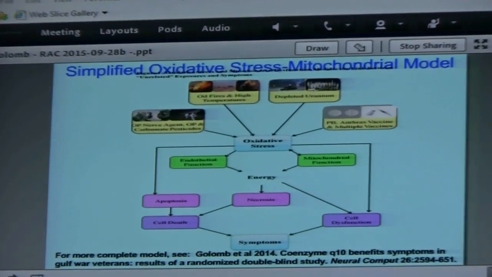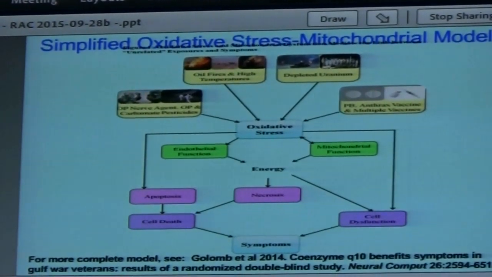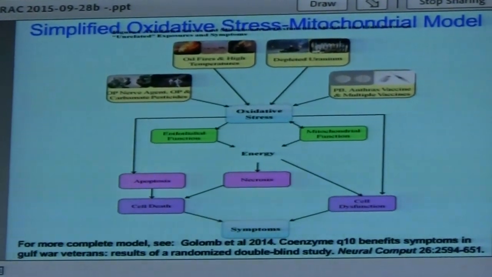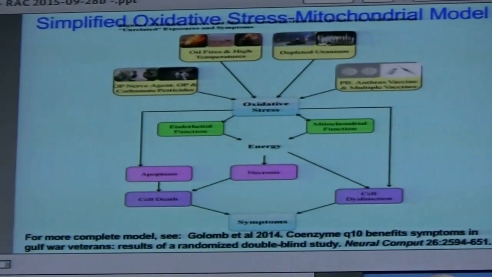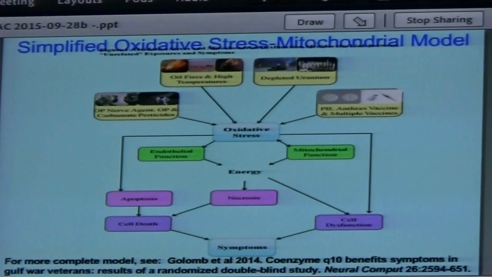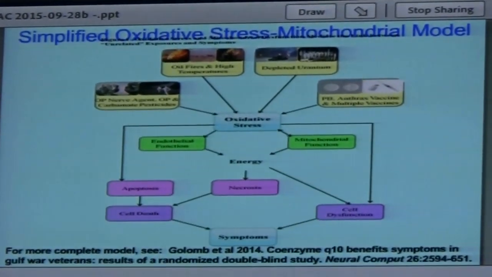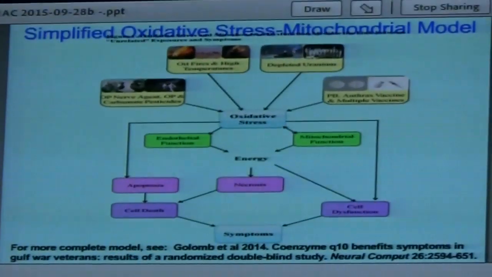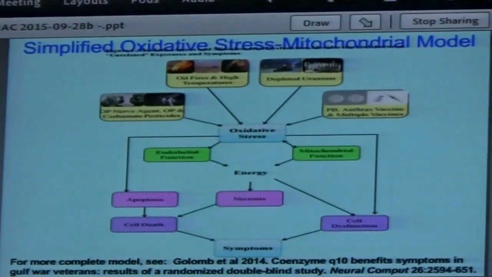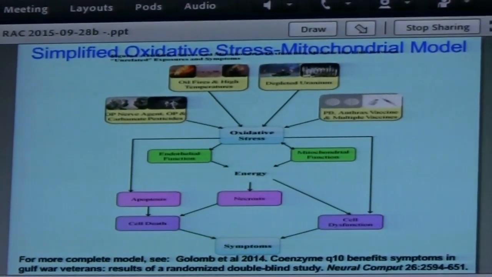Okay. This is a very simplified version of an oxidative stress mitochondrial model for Gulf War illness. At the top we have exposures, particularly organophosphate on the left and pyridostigmine bromide on the right, which contribute to oxidative stress, and also there's a direct line to mitochondrial dysfunction. Oxidative stress and mitochondrial dysfunction each contribute to one another, and each contribute to impaired cell energy.